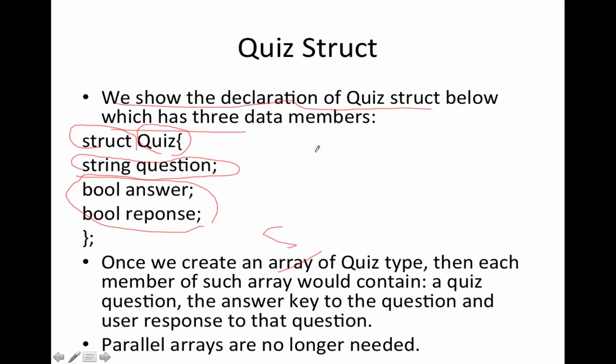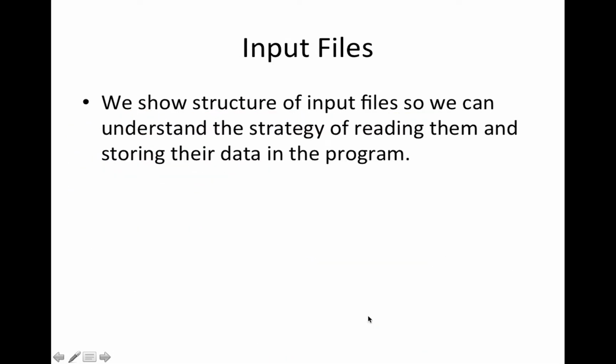So if we have 10 questions, then we'll create an array of quiz struct type of size 10, and each member of the array will contain a question, 10 questions in all. The answer field of each array member will contain the answer to each question, and the response field will store the response. This will become a little more clear when we show you all the functions that accomplish those things. So parallel arrays are no longer needed, basically.